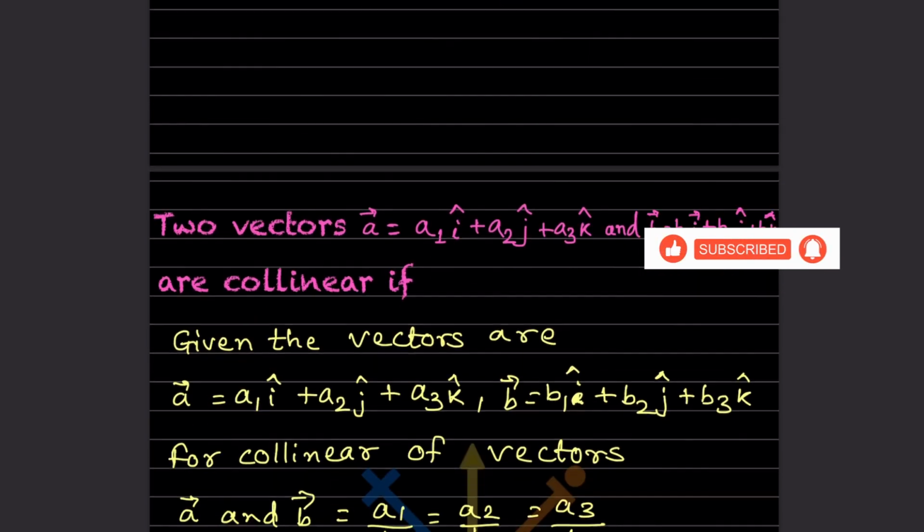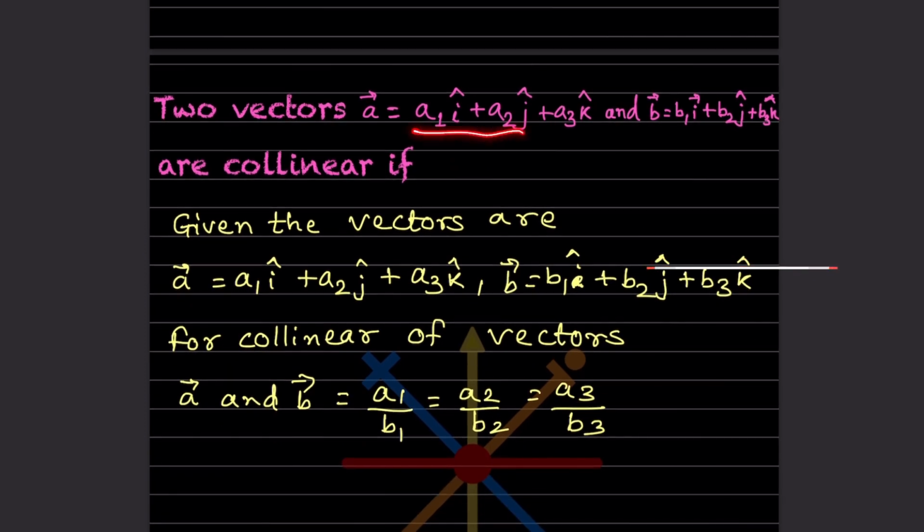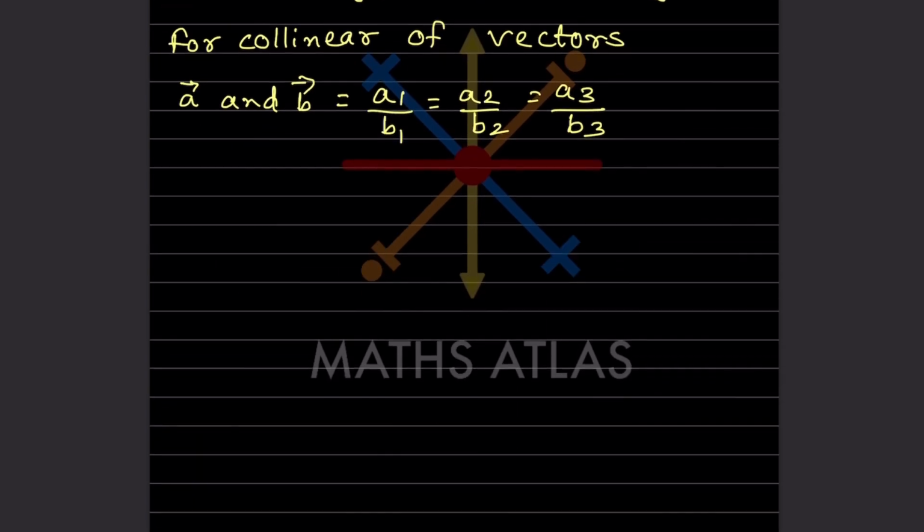units. Now two vectors, these are given, A and B are collinear. If so, the options I have not given for that one. The given vectors are, this is A, this is B for collinear of vectors. So this is the rule. So we can say that they are collinear when A and B are A1 by B1 is equal to A2 by B2 is equal to A3 by B3.